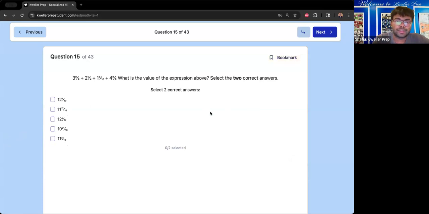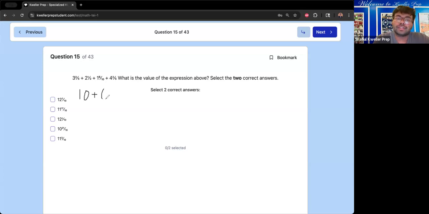15, what is the value of the expression above? So the two correct answers. Okay, so this one's kind of annoying. But what I usually do for these is combine the fractions and the numbers. The numbers are pretty easy. 3 plus 2 plus 1 plus 4. 4 plus 2 is 6. 6 plus 3 is 9. 9 plus 1 is 10. So this is combining all the numbers.